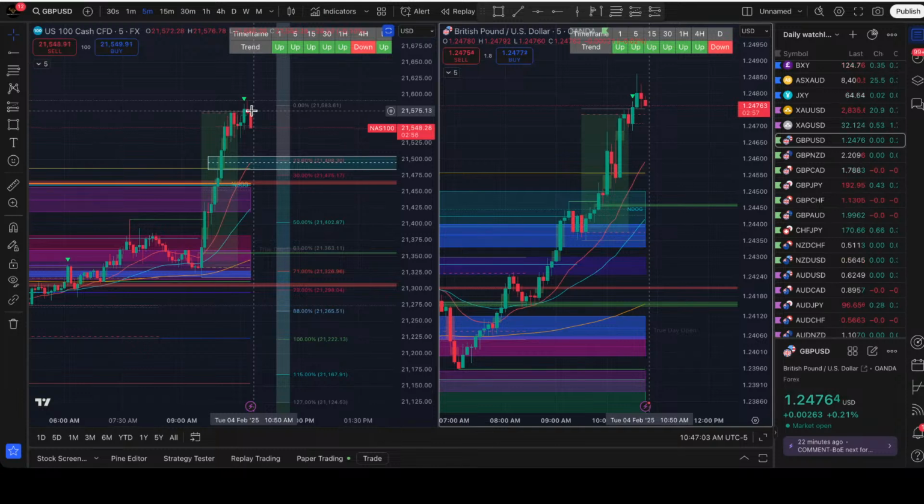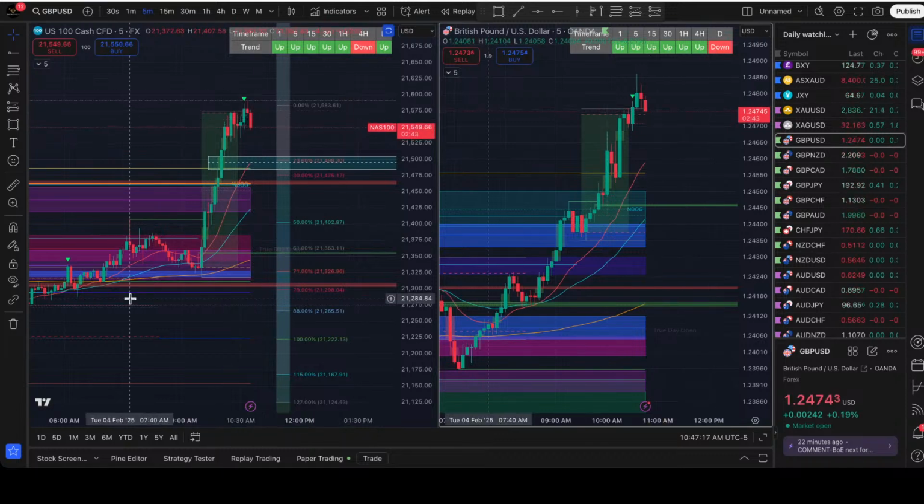So all the tariffs have been put on hold. I believe there's a 30-day pause now on the Mexican and the Canadian tariffs. We're seeing some of that reaction in the markets. That's one of the driving forces in the markets today.